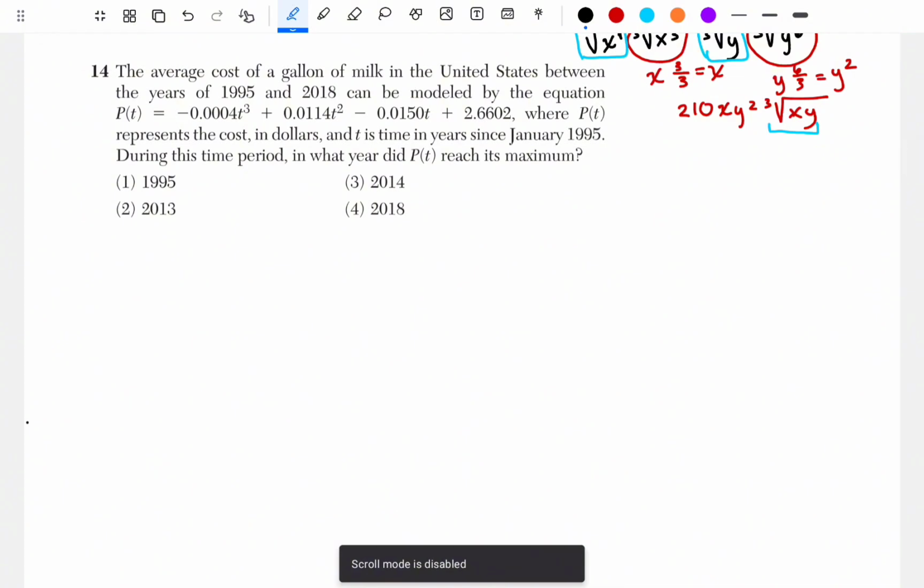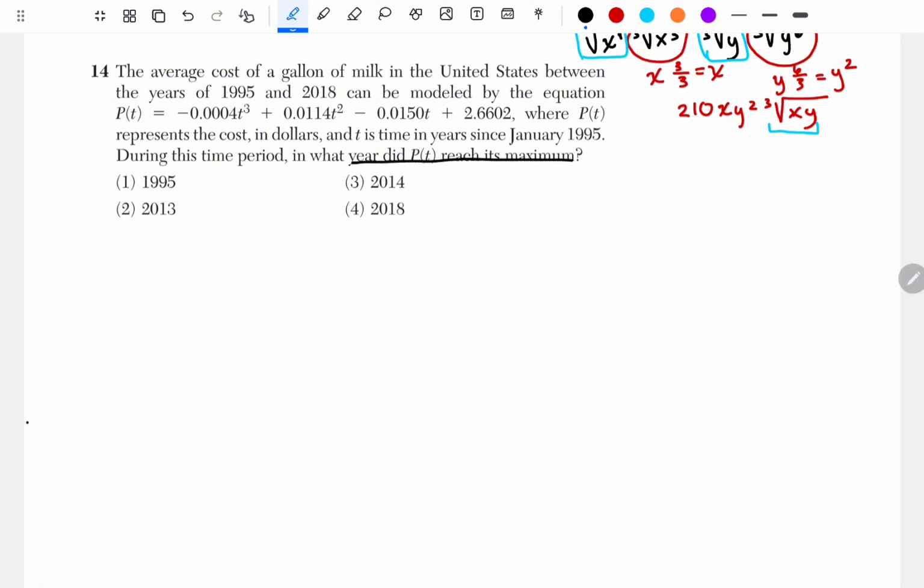Question number 14 reads: the average cost of a gallon of milk in the United States between the years of 1995 and 2018 can be modeled by the equation P of t equals negative 0.0004 t cubed plus 0.0114 t squared minus 0.0150 t plus 2.6602, where P of t represents the cost in dollars and t is time in years since January of 1995. During this time period, in what year did P of t reach its maximum?